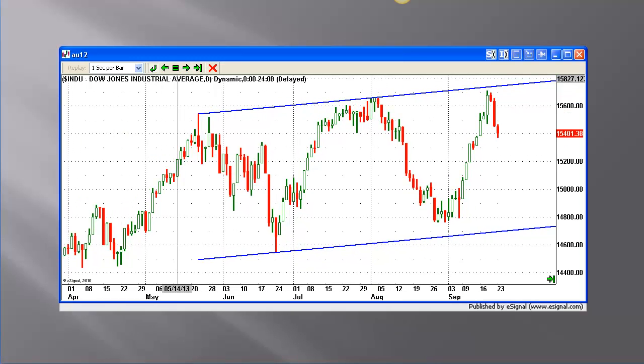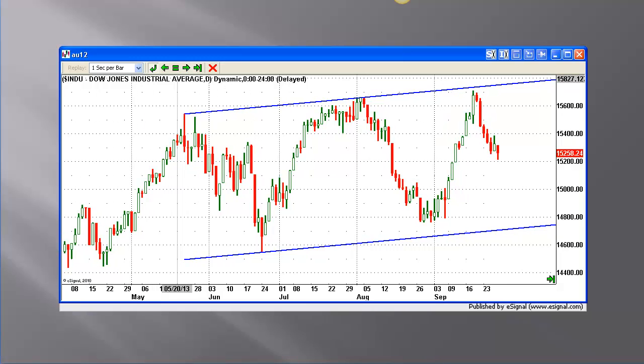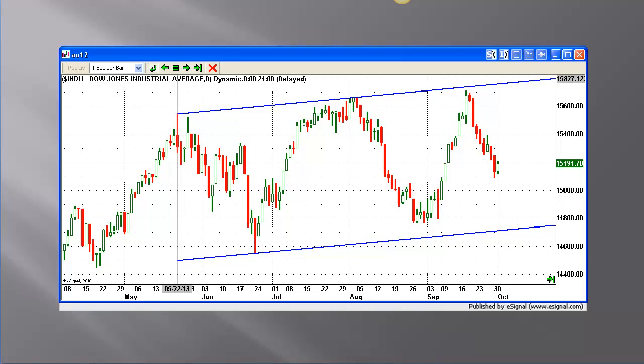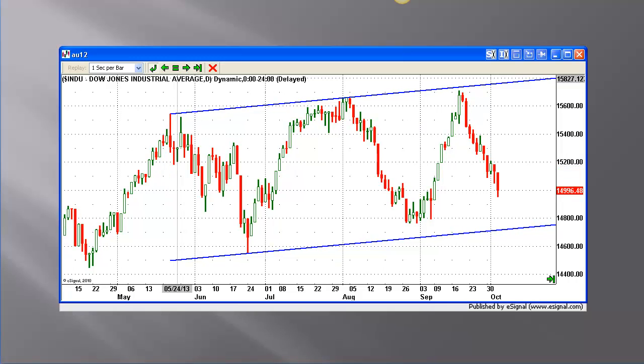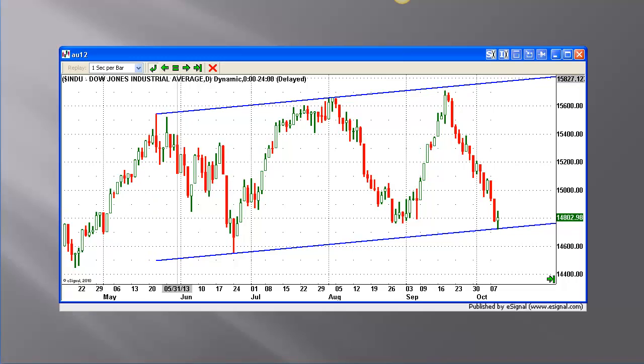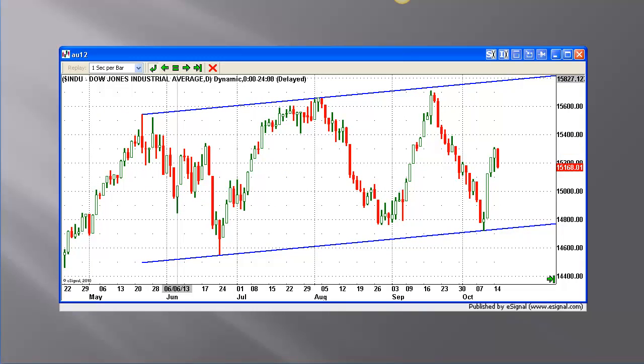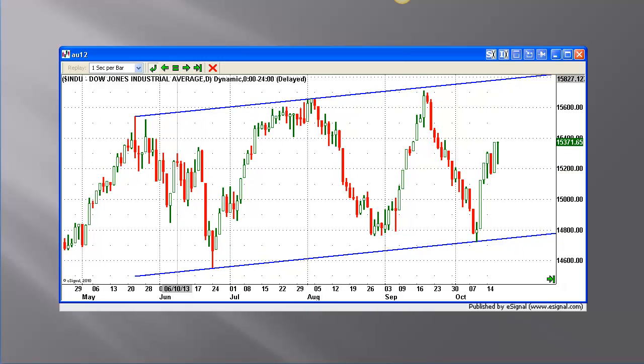The rally reached all the way back to the upper trend channel line and once again found resistance and turned lower. On the subsequent drop, the market found support exactly at the trend line and rocketed higher.